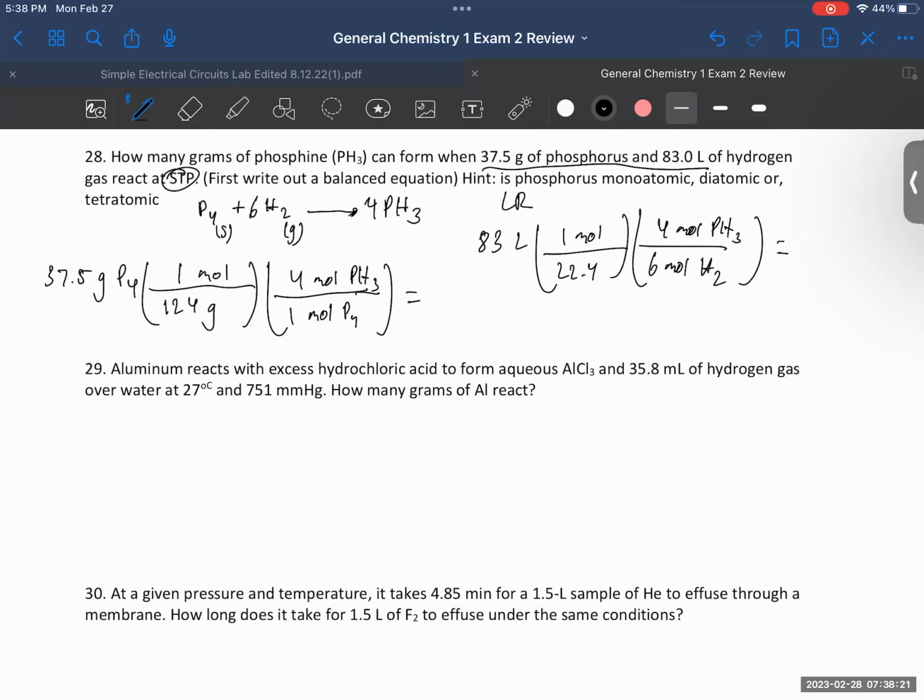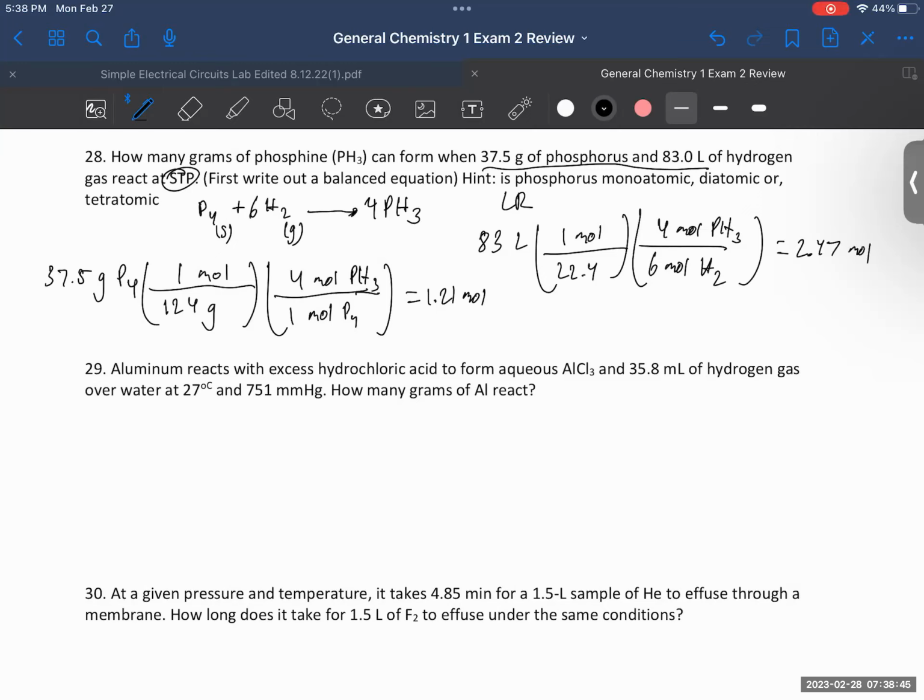Now let's solve these two out, figure out which one is the limiting reactant. So 37.5 divided by 124 times 4. All right, we get 1.21 moles. All right, 83 divided by 22.4 times 4 divided by 6. All right, this one's 2.47 moles.